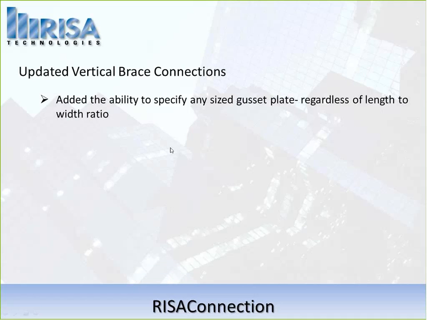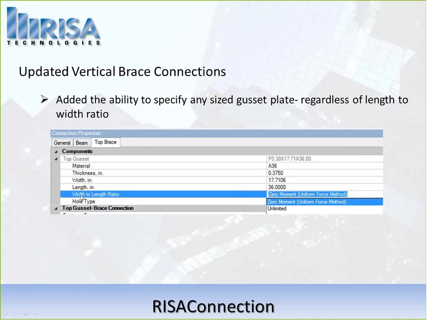You've also got some updates to the vertical brace connections. We added the ability to specify any size gusset plate regardless of the length to width ratio. And you can adjust that there in your component. You can do a 0 moment uniform force method, or you can just tell the program unlimited, so there's no limitation on the length to width ratio. You can just say unlimited. And you'll see that in your top brace components listed there. And I can show you that too. The other thing is you are now allowed to use non-concentric brace work points, okay?